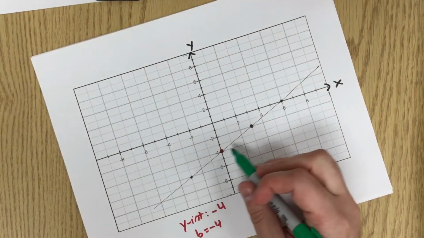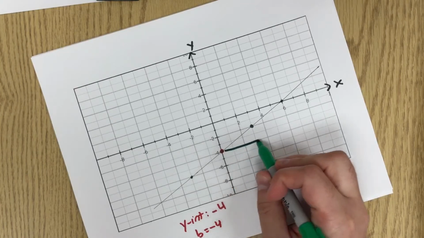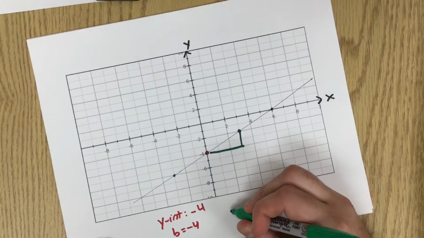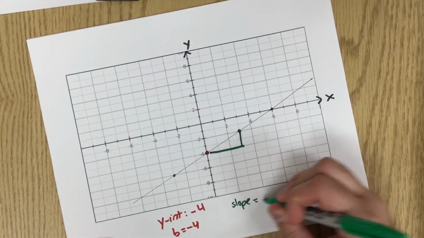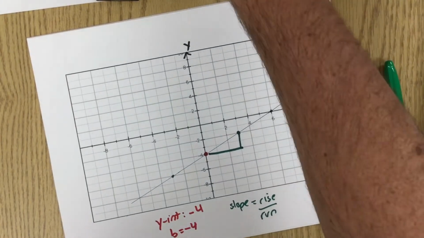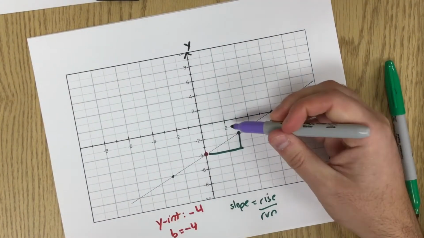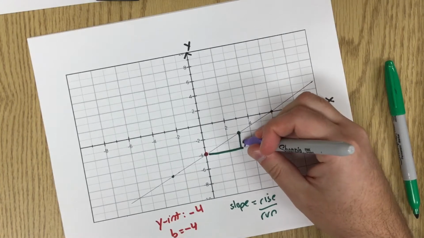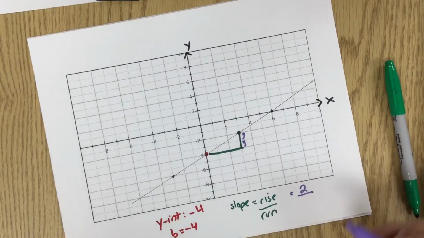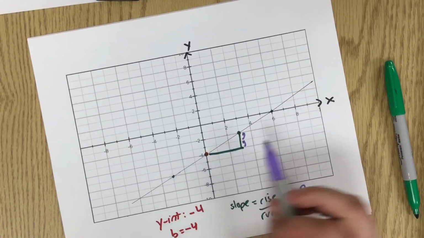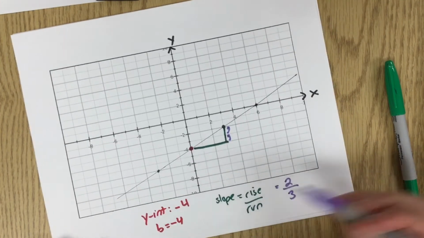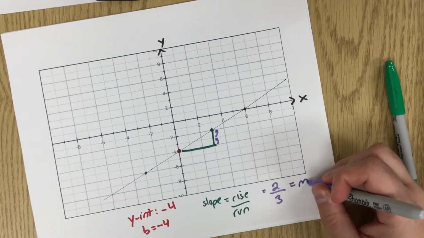Then, once you've picked your points, you draw your vertical and horizontal line, and we're going to figure out the rise and the run. We know that slope is rise over run. The rise, we went from -4 to -2, so we went up 2. So the rise is 2. The run, we went 1, 2, 3. So the run is 3. Which means that the slope is 2/3, which is our m value.